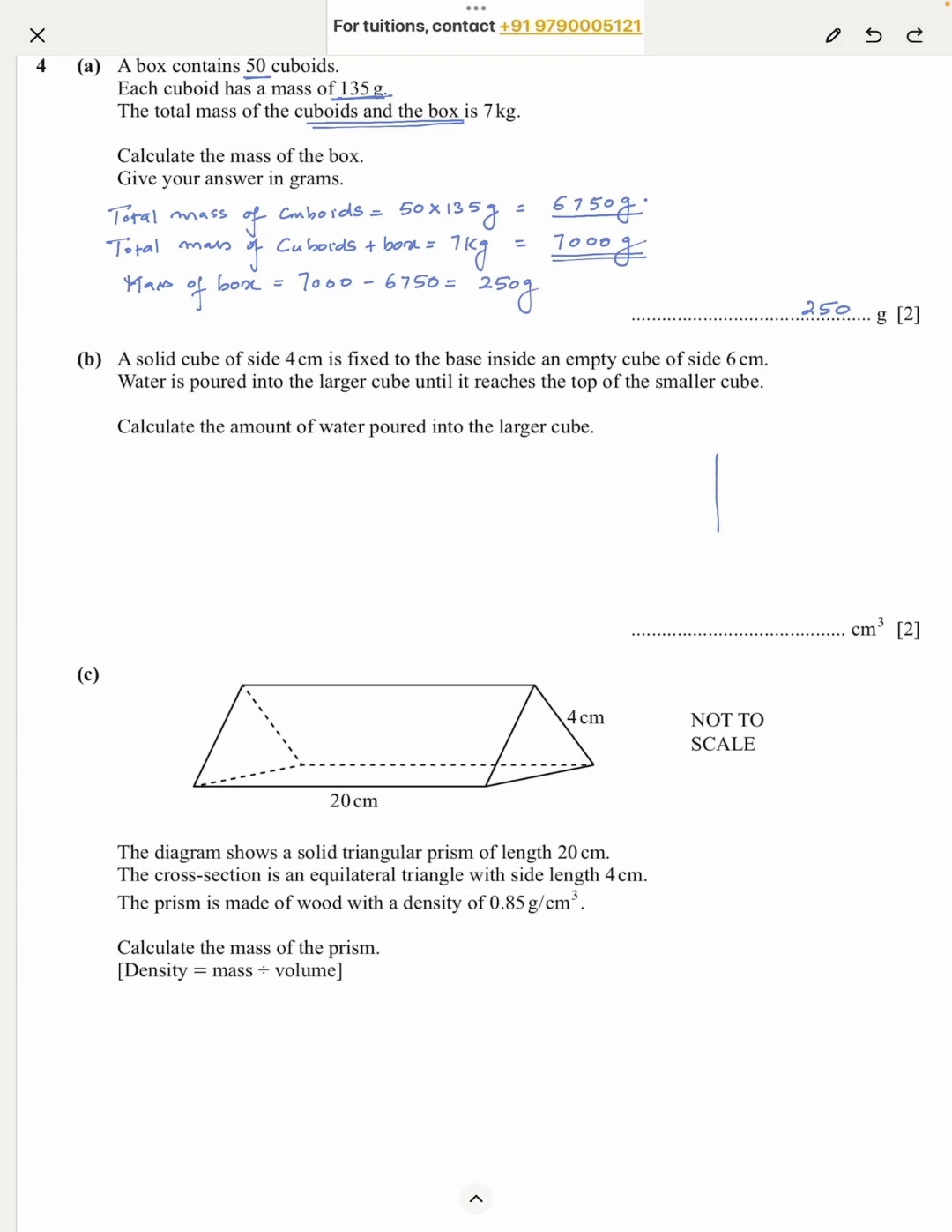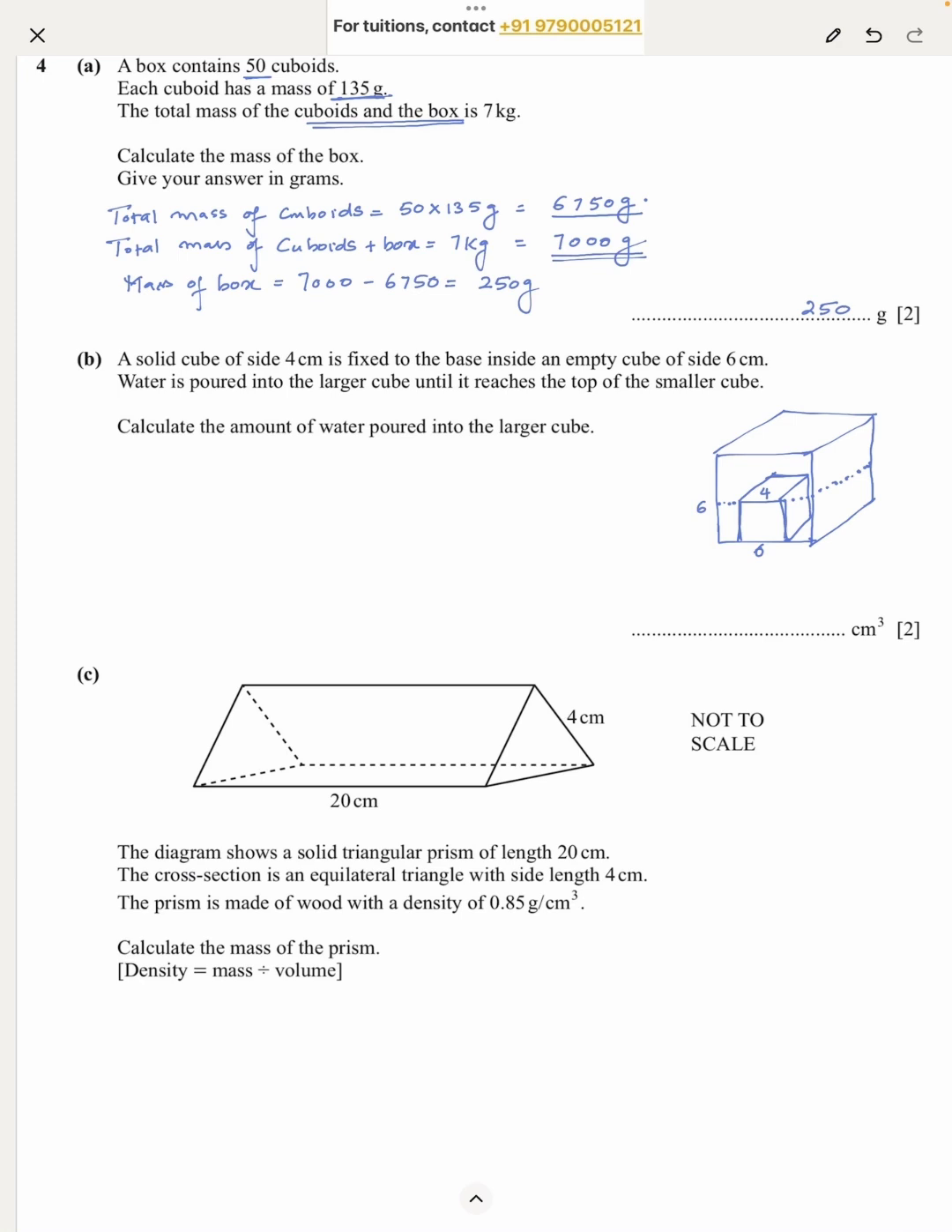So let me try to give a rough sketch. So this is a bigger cuboid, the outside one. So this is 6 cm each. And inside that, another cuboid of side length 4 cm has been kept inside. So this is 4. And then water is filled into this. Water is filled till this small cube's height.